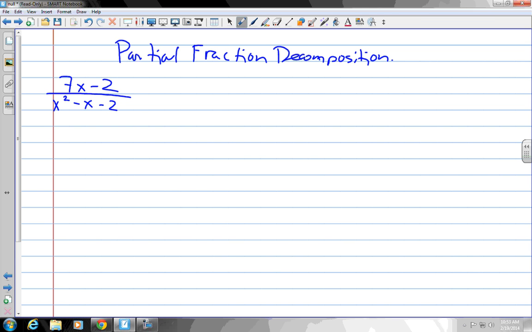So think about how we add fractions. We find the least common denominator by multiplying all distinct factors. So we need to know what are the distinct factors here. So the first step would be to factor this polynomial, this denominator, which is easy to do. It's x minus 2, x plus 1.